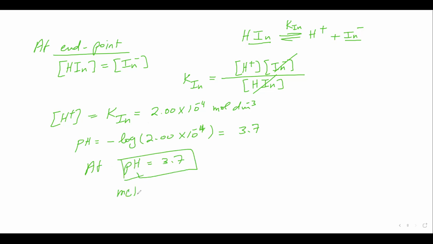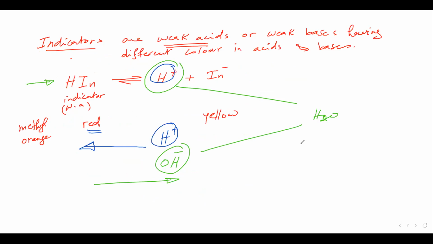So at pH equal 3.7, methyl orange changes its color to the orange color. I will repeat this. We know that methyl orange has a yellow color in the alkaline medium and has a red color in the acidic medium.